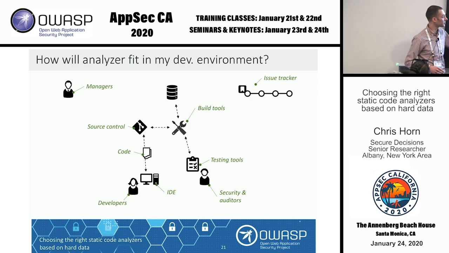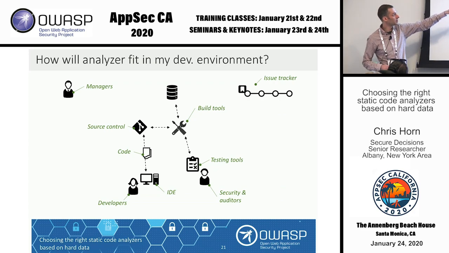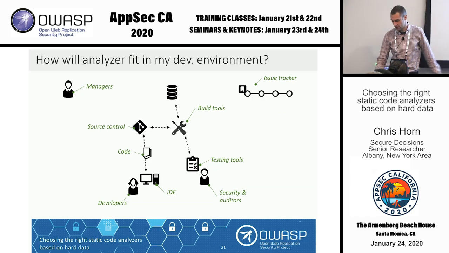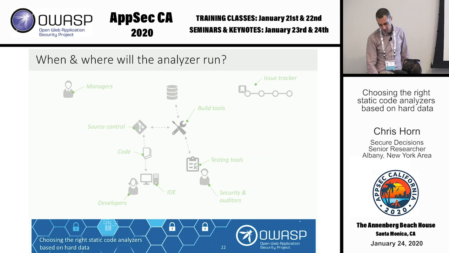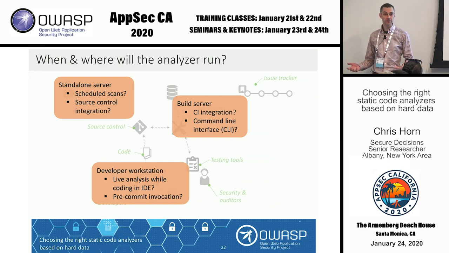So this should look familiar. We've got developers writing code into a version control system, maybe a build platform, storing off artifacts, and handing off to test environments and things like that. We also have management and issue trackers in this picture. There are a few things that you should consider in this pipeline or environment. So where does the analyzer run?